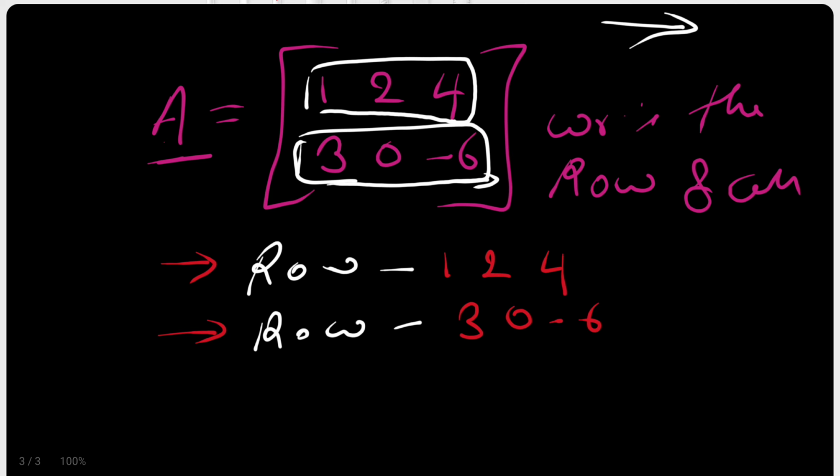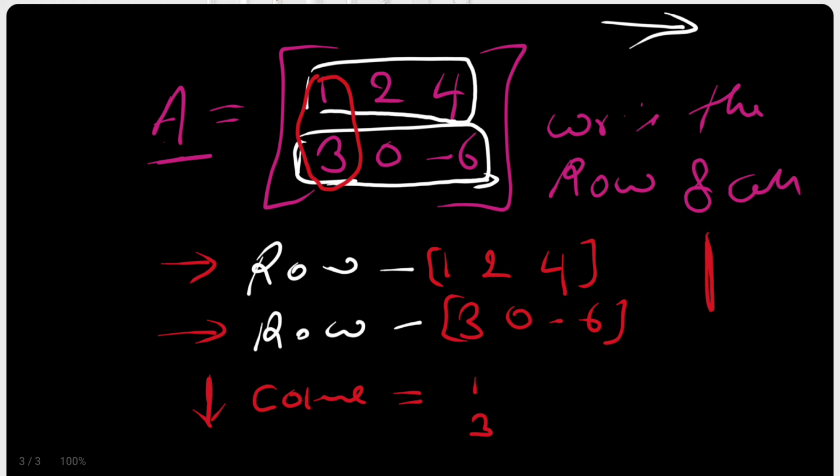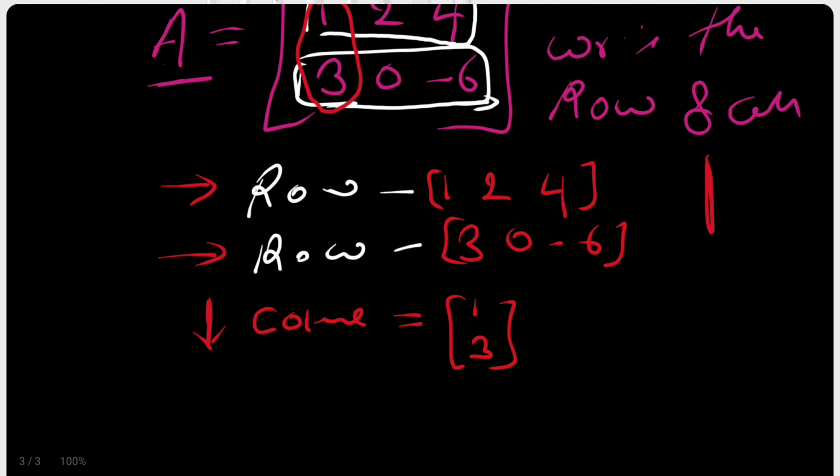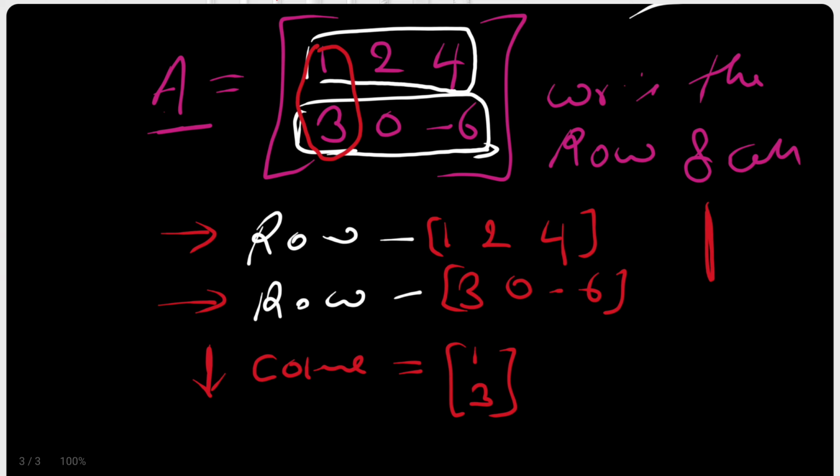We have to write a column, right? So see here, the column is climbing. In this, which is climbing? Okay, this 1 and 3 is climbing. Let me write column. This one I'm writing as column: 1 and 3. Is it a column? Right. Why? Because it is in this manner, so we can say it is a column.